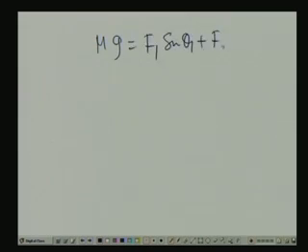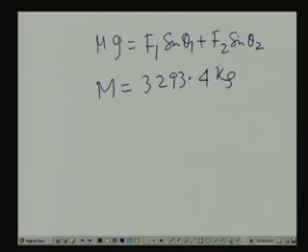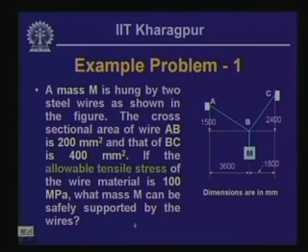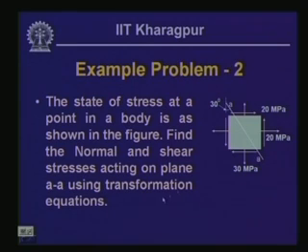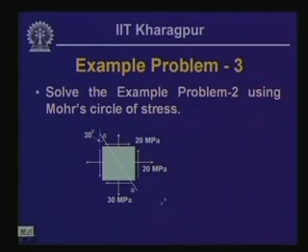Hence, if we take the summation of forces in the vertical direction, we get that mg equals F1 sin theta 1 plus F2 sin theta 2, and thereby the value of m from this you get as 3293.4 kg. Well, you can look into this particular problem. You can compute the state of stress using transformation equation. Also, you can use the same problem to solve through Mohr circle of stress.